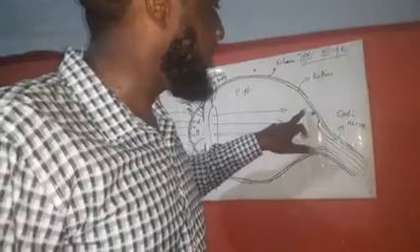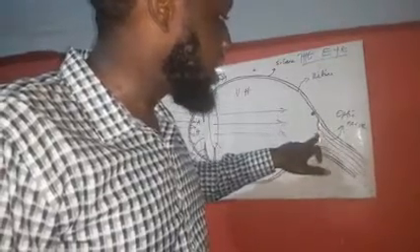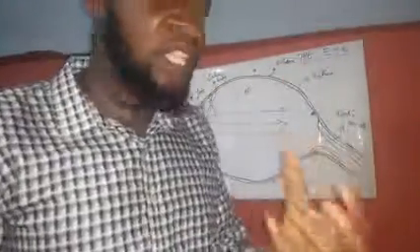Once the image gets focused on the retina, the optic nerve that's connected to the retina will pick up the signal and send it to the brain for interpretation.